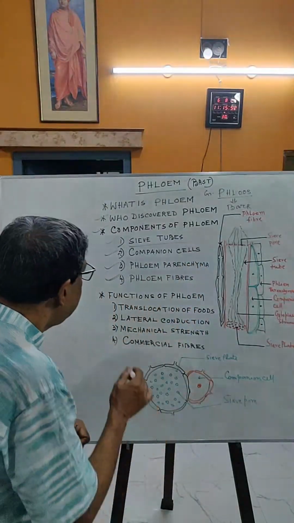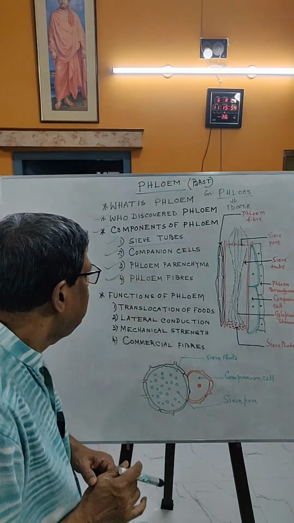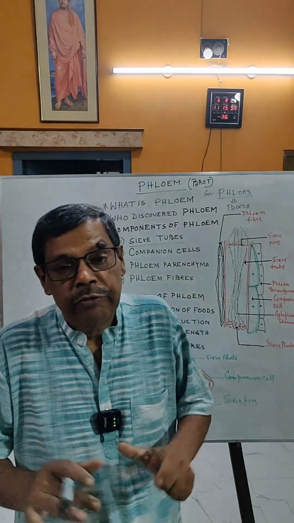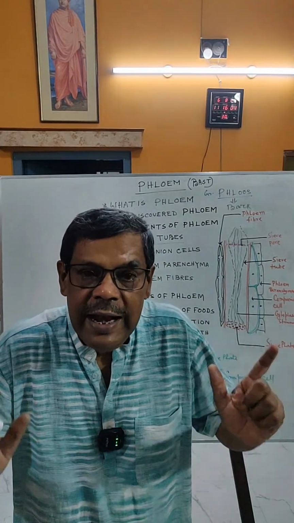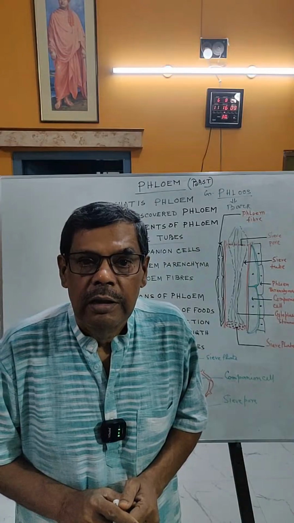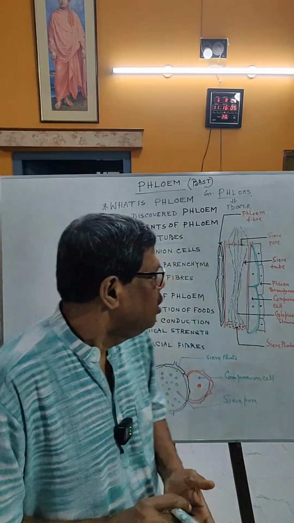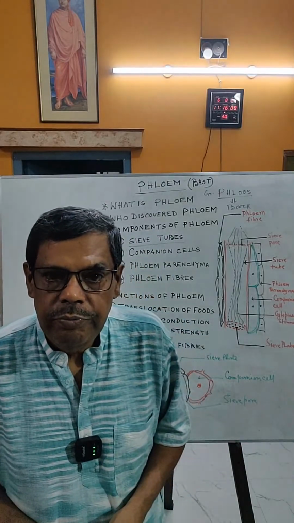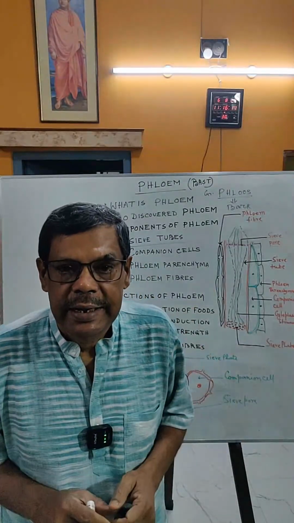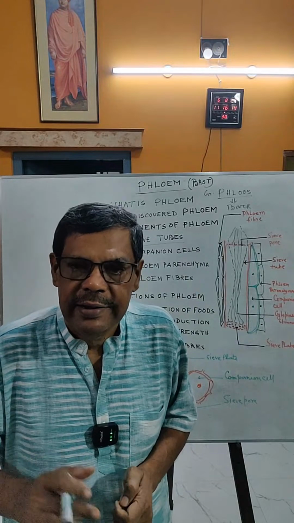Next, phloem fibers. These fibers are associated with the phloem tissue. This sclerenchymatous fiber, which is associated with the phloem tissue, is called phloem fibers. They are elongated, dead cells, the only dead cells in phloem.